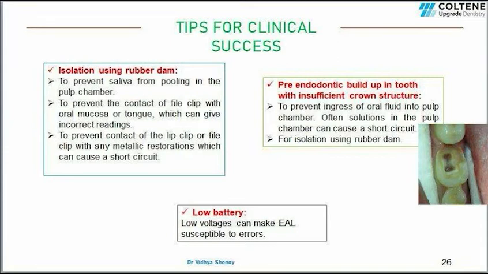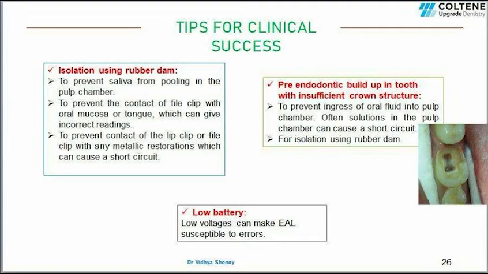What do we do in cases where the tooth is grossly decayed and there is insufficient crown structure? In such cases, do a pre-endodontic build-up. Again, this is done to prevent any saliva from pooling into the pulp chamber, and it will help us in isolating using rubber dam.